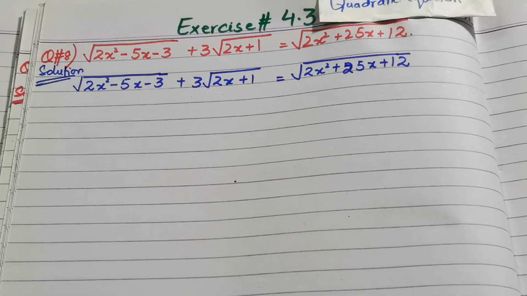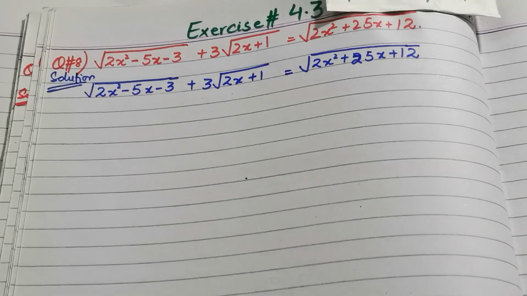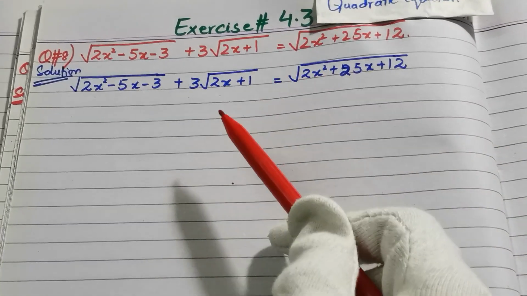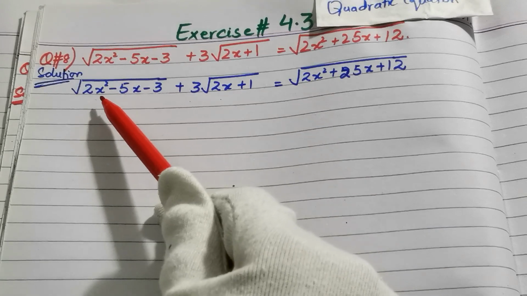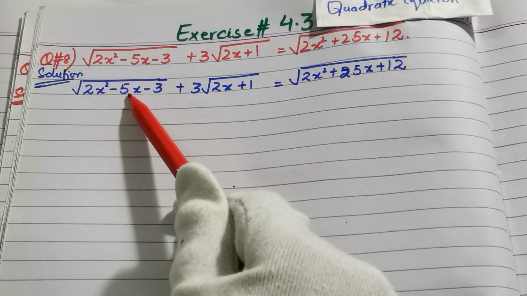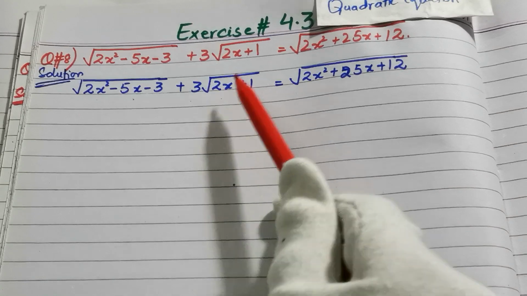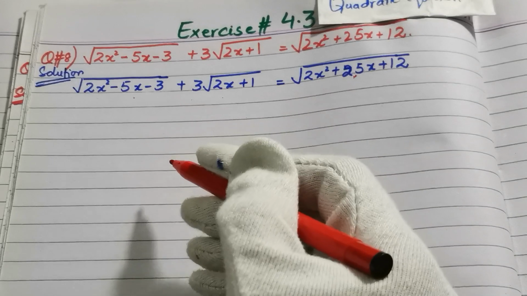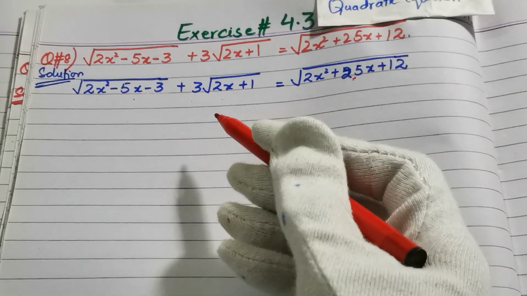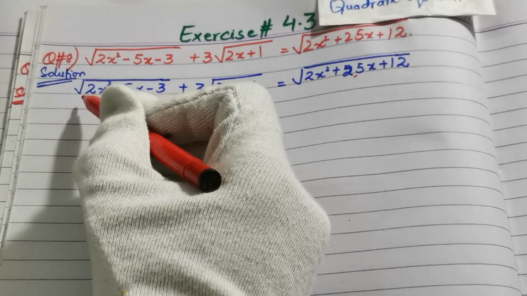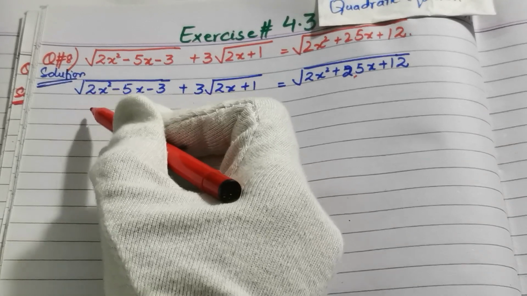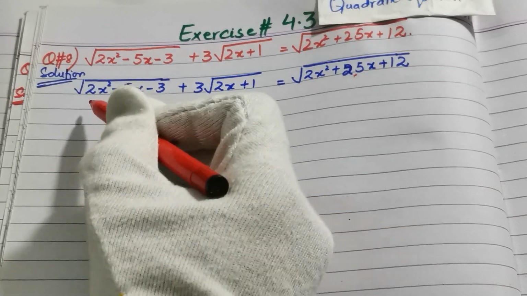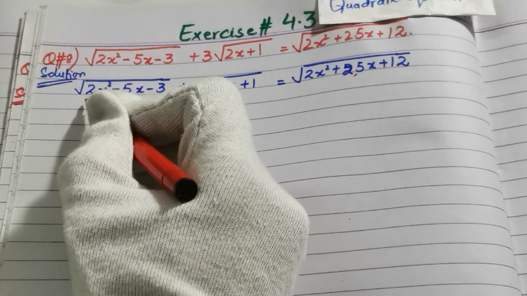Bismillah. Today I'm going to teach you exercise number 4.3, question number 8. In this question, we can see that we can break this middle term. After breaking the middle term, we will take common. After taking common, we will take square. So let's start our question.